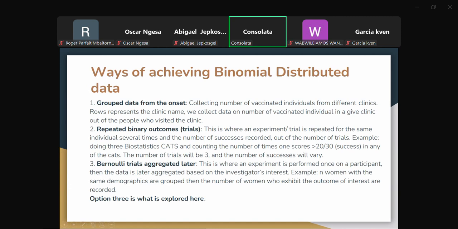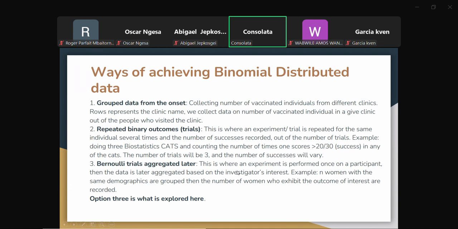And then we monitor the performance of each individual, with a score greater than 20 out of 30 taken as success, and below that as failure. And then we count the number of successes in the 3 cards for each individual. Then we have the Bernoulli trials aggregated later.